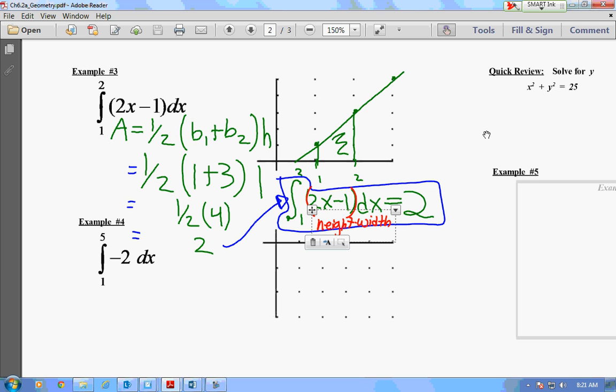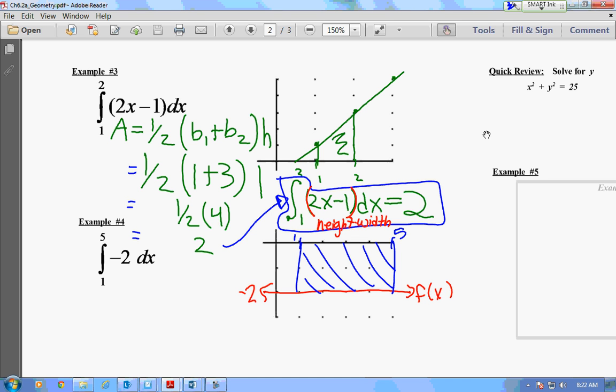Really quickly, number 4, y equals -2, that's just a horizontal line, right? This is little f at -2. If we do 1 to 5, looking at this area, it's a rectangle, so area equals length times width. Okay, but be careful. What is the length of this? What's the length? The width is 4.